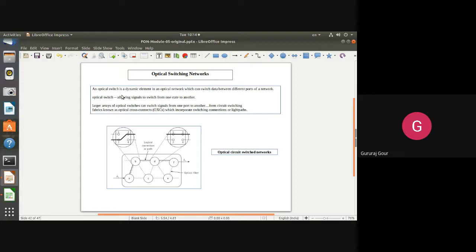Basically, an optical switch is a dynamic element. We already discussed that each node acts like a switch. It may function like a switch, a multiplexer, a router, anything. If you think of a particular node in this optical switching network as a switch, it acts like a dynamic element which can switch data between different ports of a network, allowing the signal to switch from one state to another.